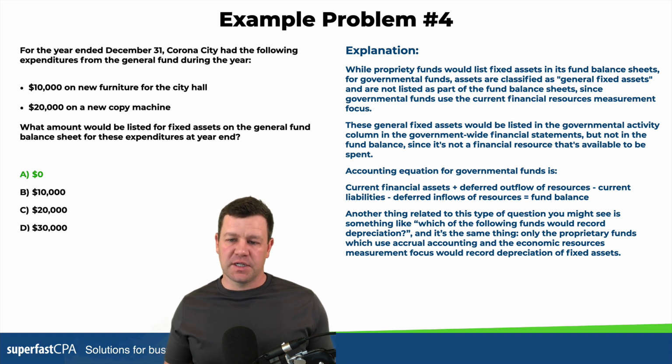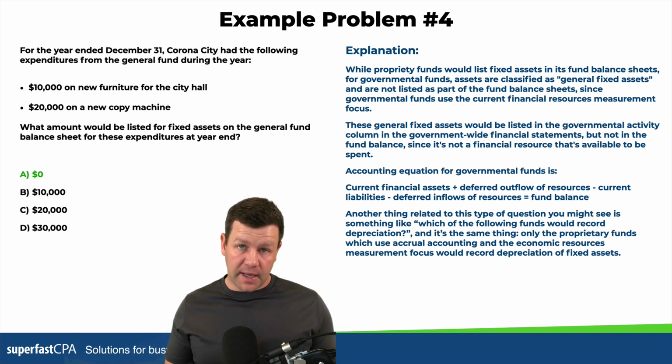So the accounting equation for governmental funds is current financial assets plus deferred outflow of resources minus current liabilities minus deferred inflows of resources. That leaves you with the fund balance. So there's nothing about fixed assets in there.